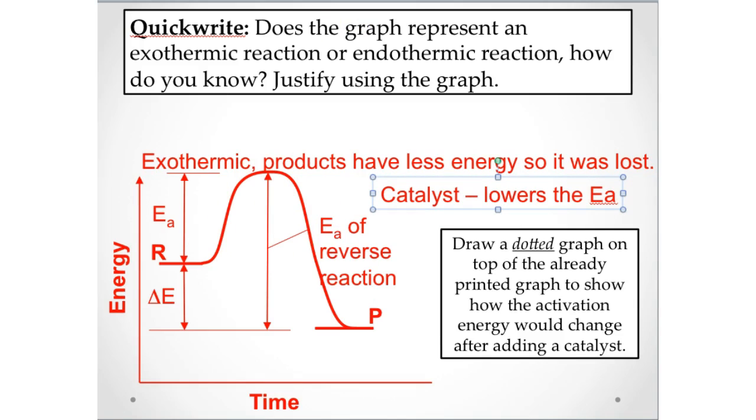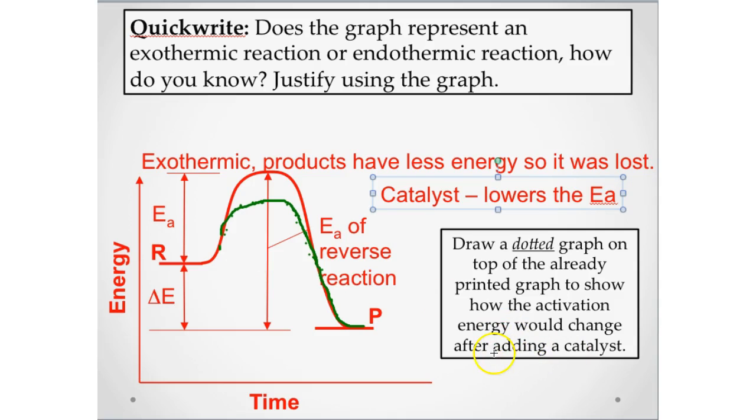So if you were to draw this, let me see. If you were to draw this using a dotted line, you would reduce this bump, and then you would start making product here. So the bump would be shrunk, and here it would start to go down again. You still form the same products. It increases the rate because it would speed up the reaction process.